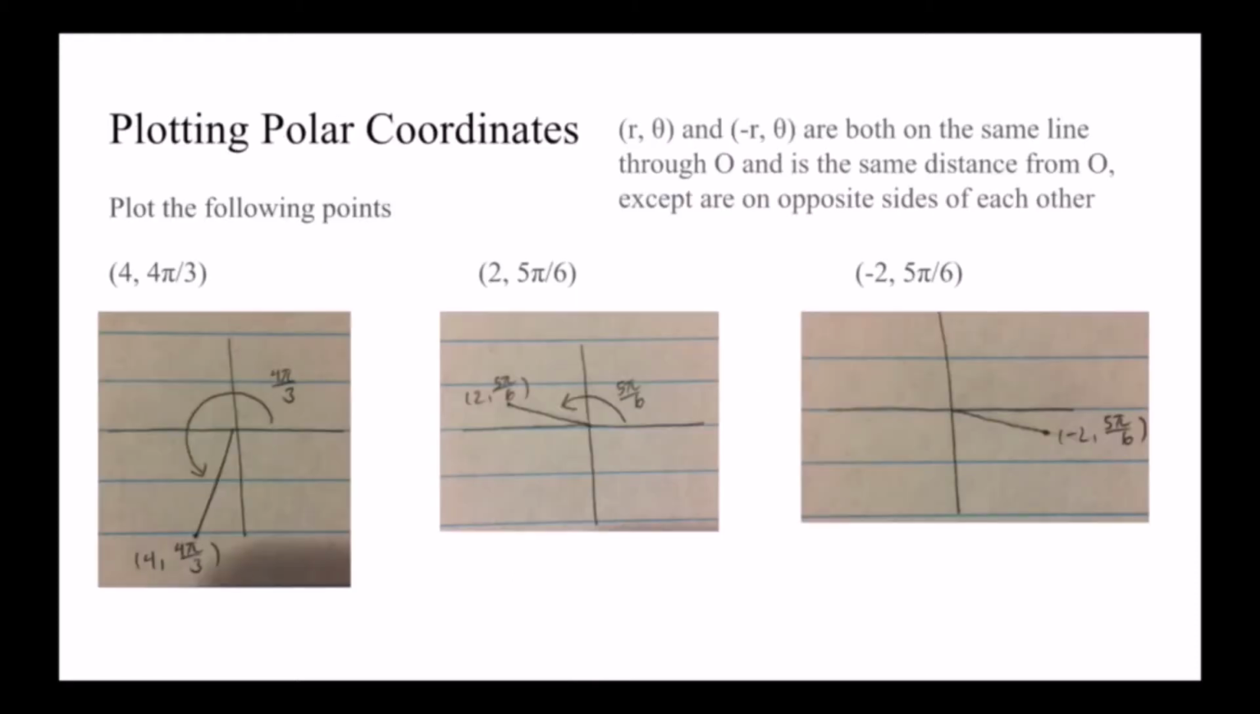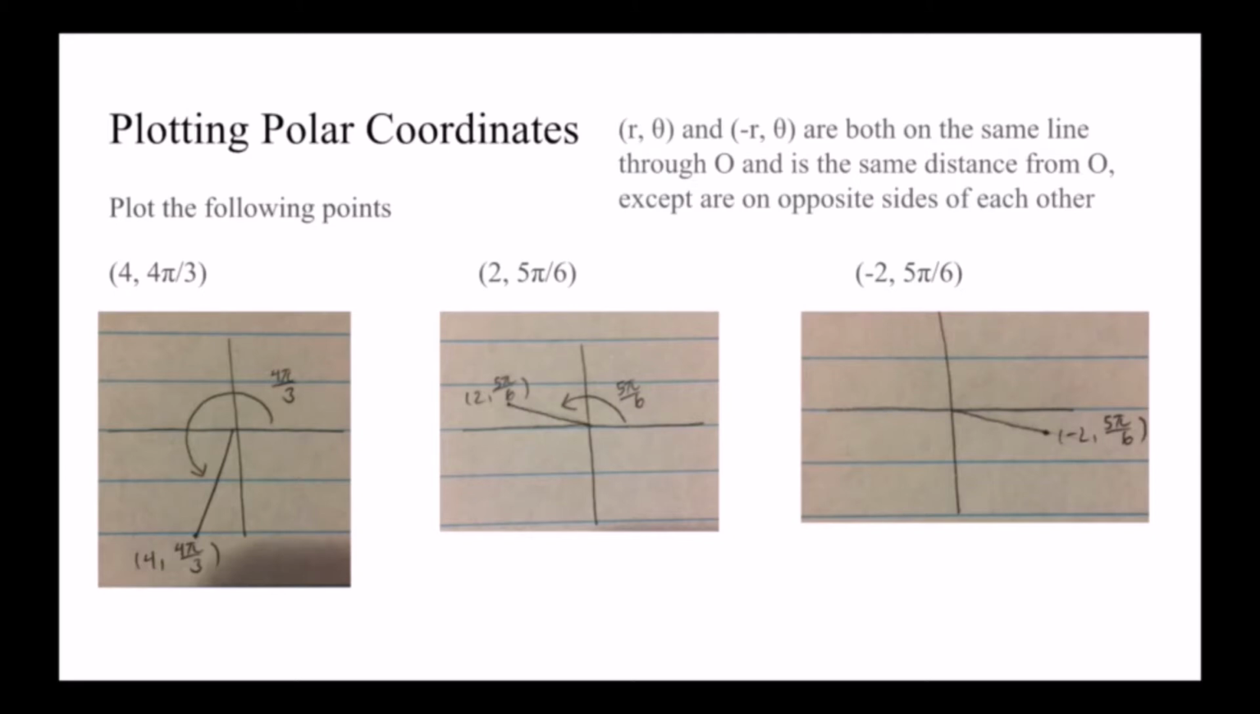Plotting polar coordinates. So the first point is (4, 4 pi over 3), which means that the angle between the polar axis and the line OP is 4 pi over 3, which is in the third quadrant. And r is given to us as 4, so the distance of OP is 4. The second point is (2, 5 pi over 6), which means that the angle between the polar axis and the line OP is 5 pi over 6. Distance is 2.